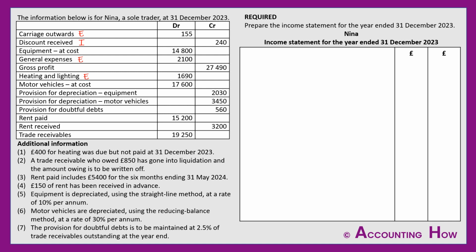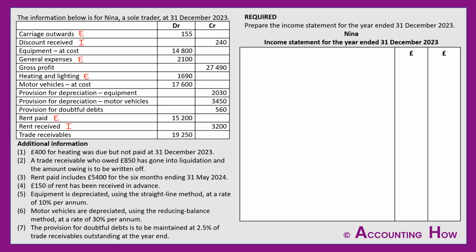Rent paid in the debit column, so that's an expense. That's what she's been paying to rent the shop, the warehouse, wherever she is. Rent received, so she's also been receiving some rent from somewhere. So it's in the credit column, confirming that this is an income.